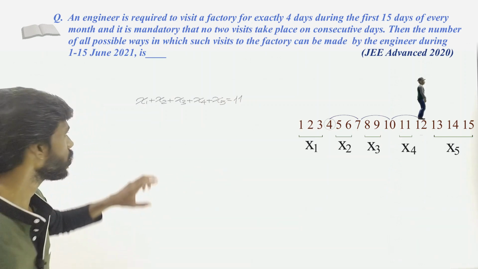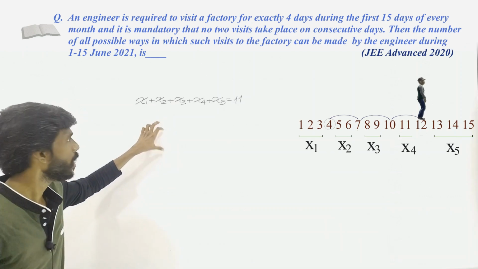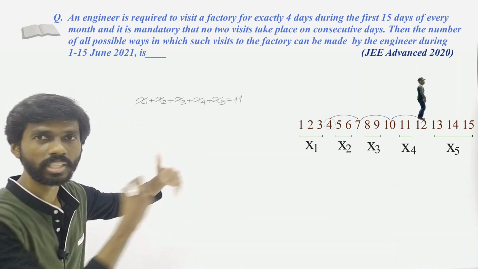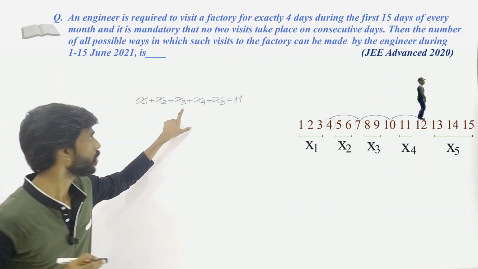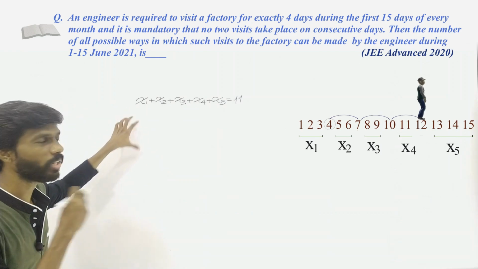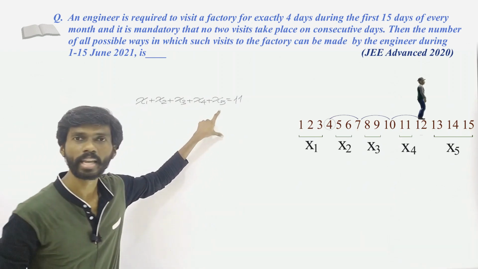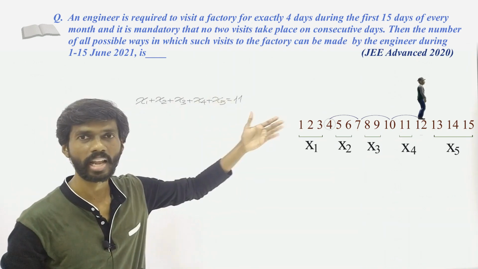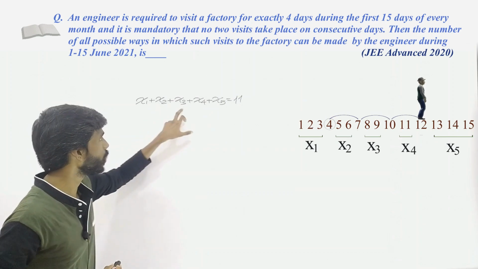But there are restrictions on these variables. This x2 should be minimum 1. It cannot be 0. If x2 is 0, which means he has visited the place on consecutive days, so no gap. So x3 should also be minimum 1, and same goes with x4. Now x1 can be 0. If x1 is 0, he has visited the place on the first day itself. Similarly, x5 can be 0, so that means he has visited on the last day. So x1, x5 can be 0, but these values should be minimum 1.